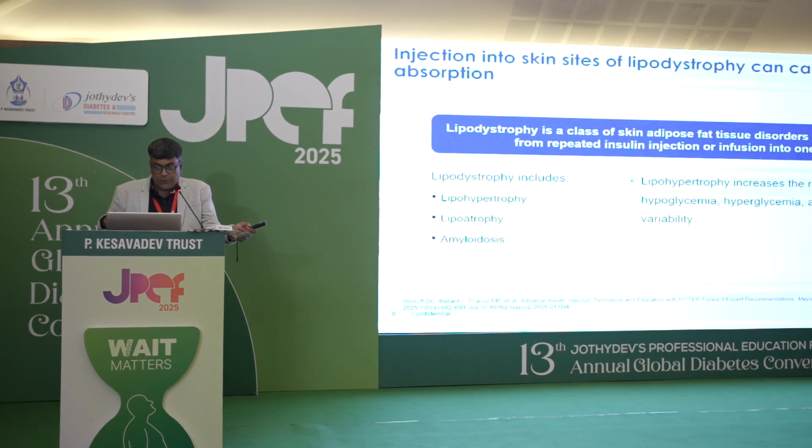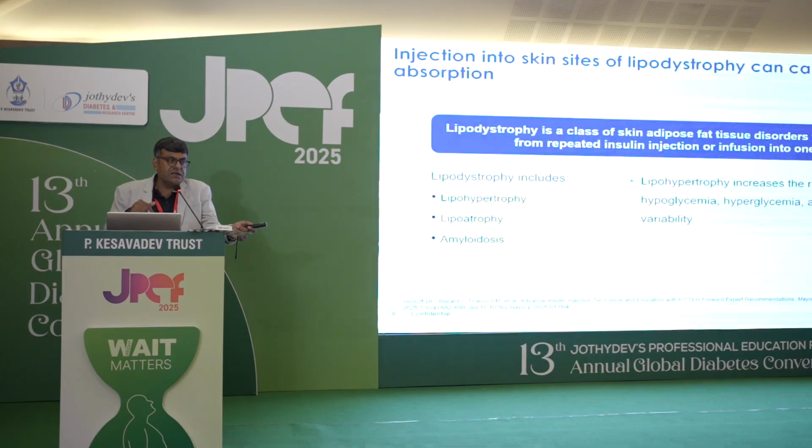So now we'll come to lipodystrophy. Lipodystrophy is a general term, and the most common type is lipohypertrophy, where there is an excessive deposition of fat because of regular insulin use at the same site. Some patients might have lipoatrophy. I didn't see many patients with that, and some might also develop amyloidosis, which is not a deposition of fat but of amyloids. If you develop lipohypertrophy, then it increases the risk of hypoglycemias as well as hyperglycemias.